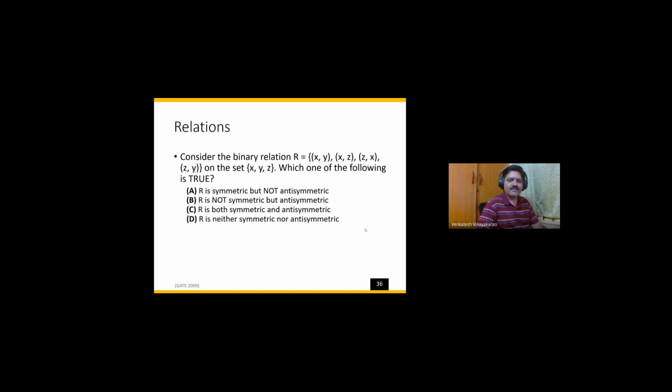What do you think? Okay, so what's going on here? Well, if xy is present, then yx must also be present for it to be symmetric, but that's not the case. So obviously it is not symmetric. But is it anti-symmetric? Well, both xz and zx are present, so it is not anti-symmetric either. So the answer is no for both the cases. So D indeed is the right answer. It is neither symmetric nor anti-symmetric.